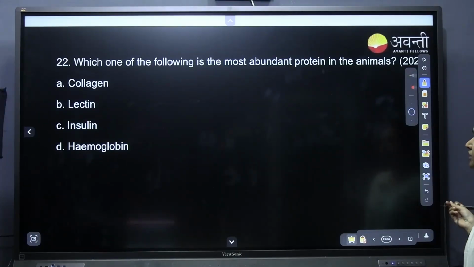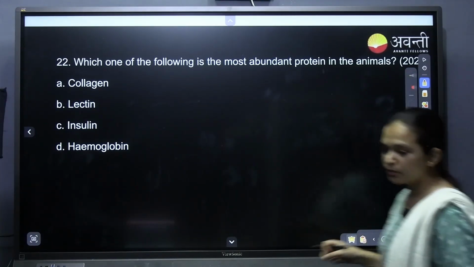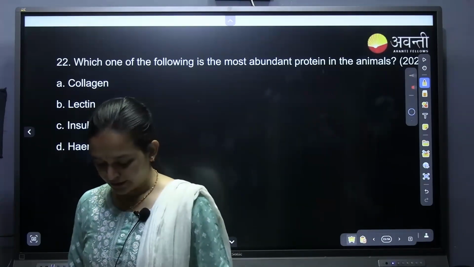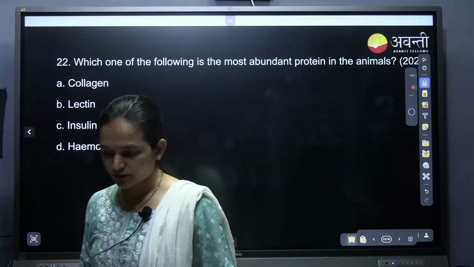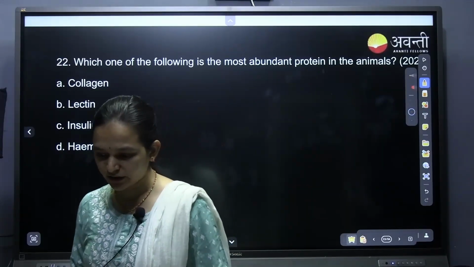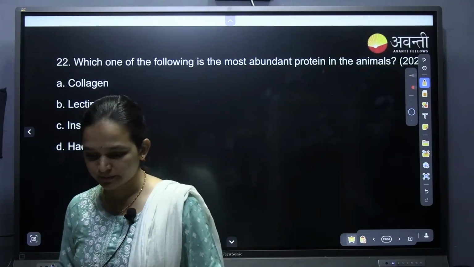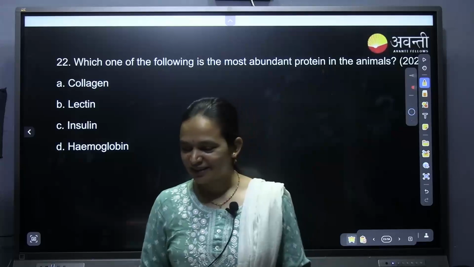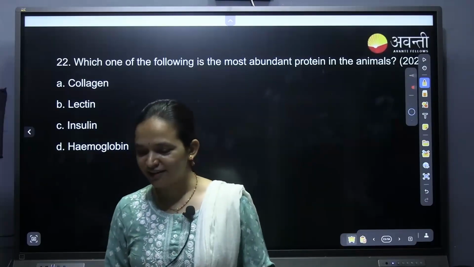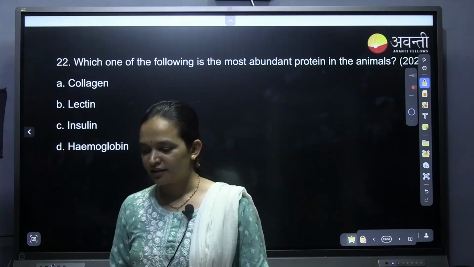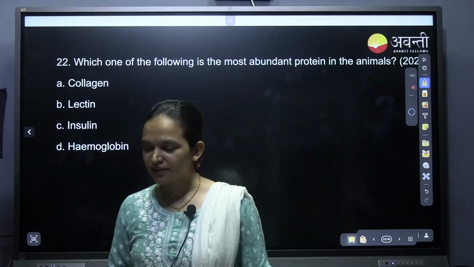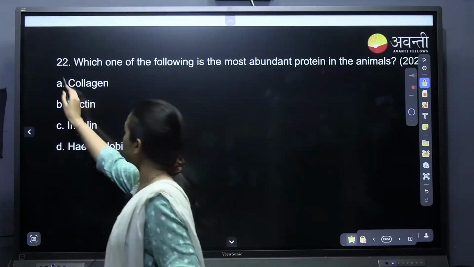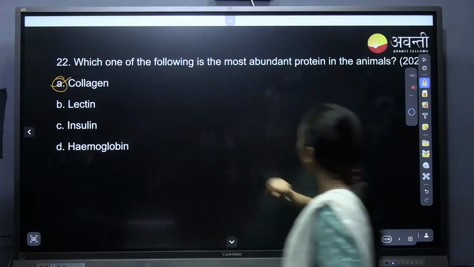Which one of the following is the most abundant protein in animals? Now tell me, students, which one is this? Because we have already explained. Discussed this. Tell me. Just unmute yourself and tell me. Let this be an interactive class. Yes, Sakshi. Collagen. Yes, collagen. Collagen is the most abundant animal protein.